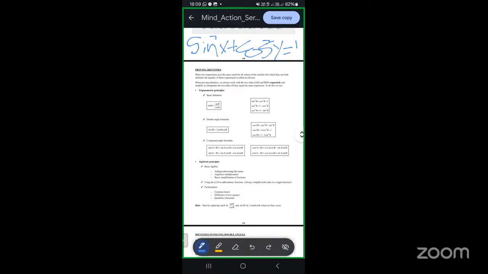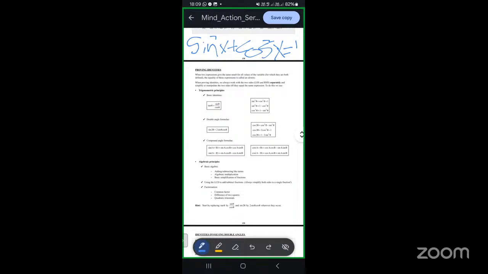I disagree, sir. Why do you disagree? I think they should both either have x or they both have y. Oh yes, yes. Now you understand this identity.